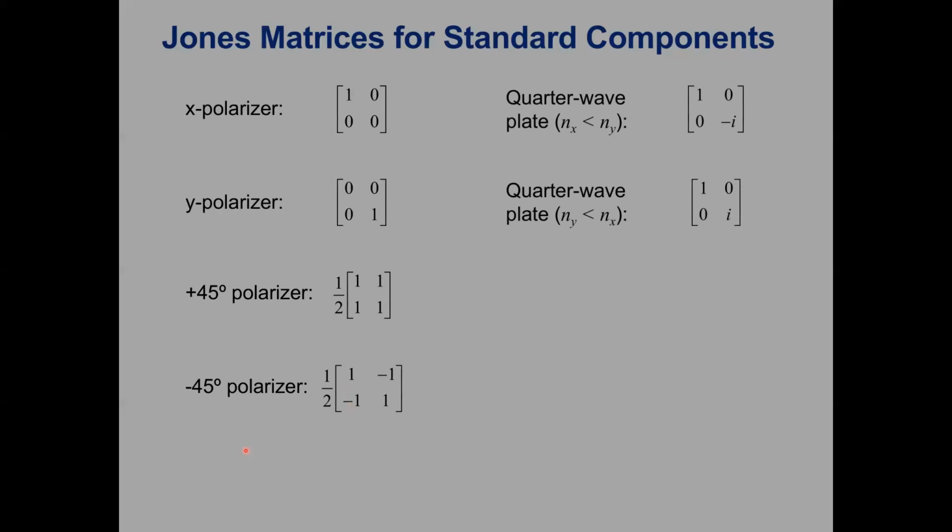We already have our quarter wave plate matrices. For a quarter wave plate that converts to left-handed circularly polarized light, we have a minus i in the lower corner element. For a quarter wave plate that converts from linear to right circularly polarized light, we have a positive i.